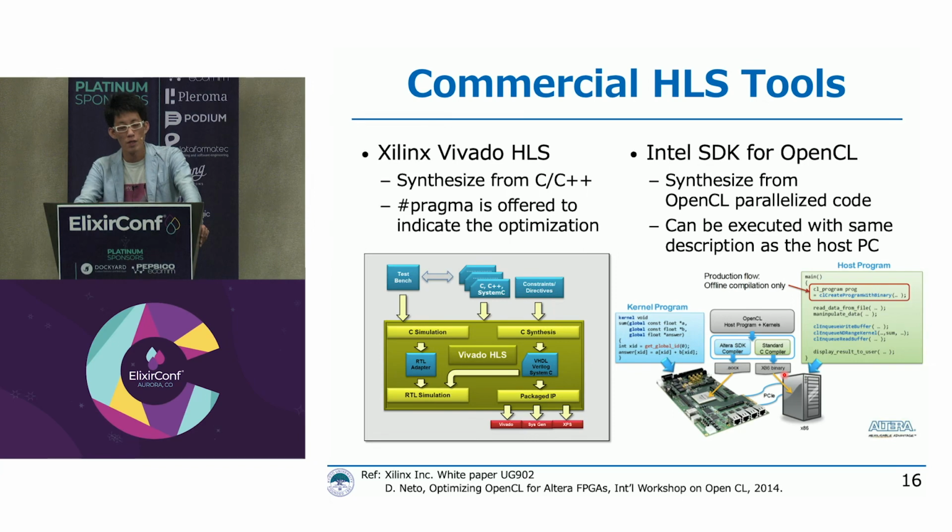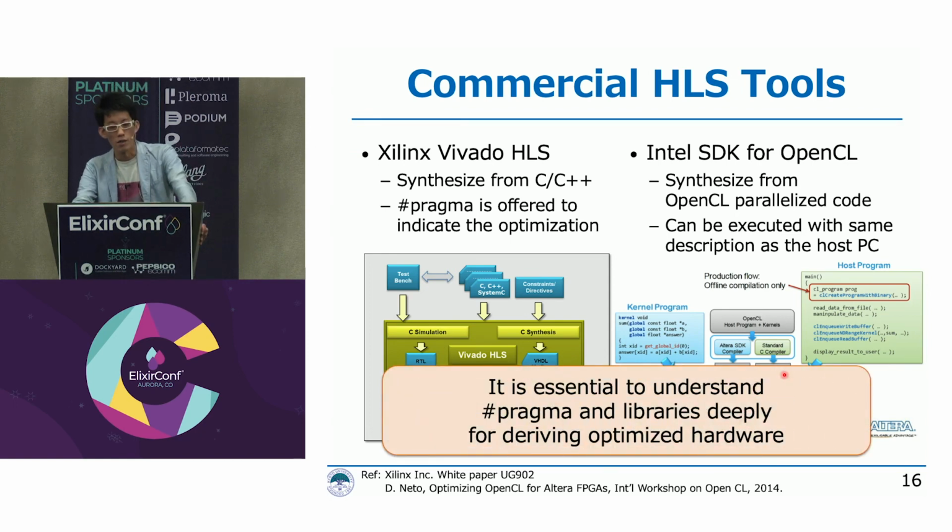There are two major tools for HLS. Xilinx Vivado HLS is based on C++ tools. It is required to use pragma directives to optimize the hardware design. Second is Intel SDK for OpenCL compiler. Its policy is the employment of OpenCL library. However, it is essential to understand pragma directives and OpenCL libraries deeply for deriving optimized hardware.